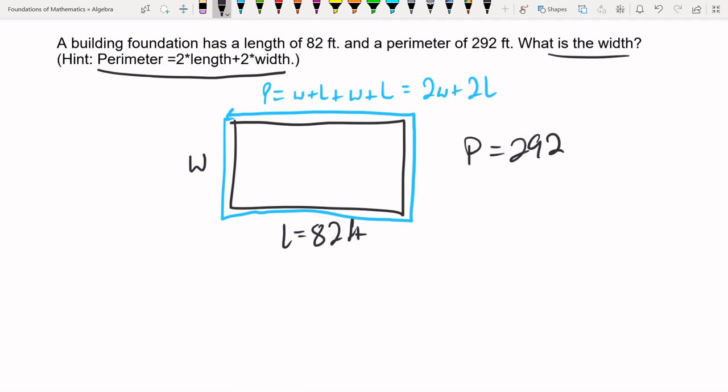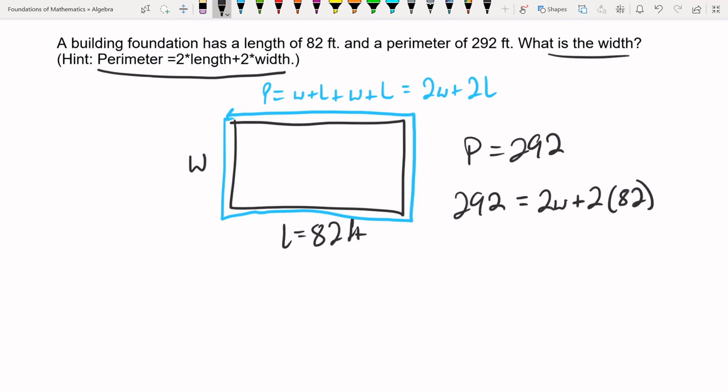So we know the perimeter is 292, and we know that it equals twice the width plus twice the length. Well, the length is 82 feet. Now we have a single variable in a single equation, so we can solve for the width quite easily. We just need to use two-step equation solving.